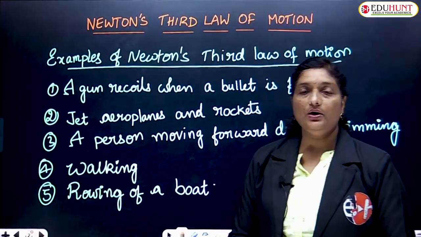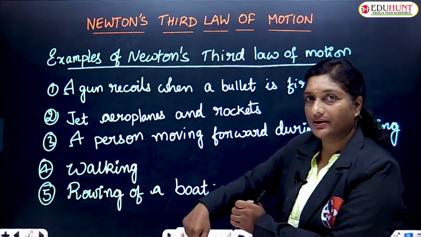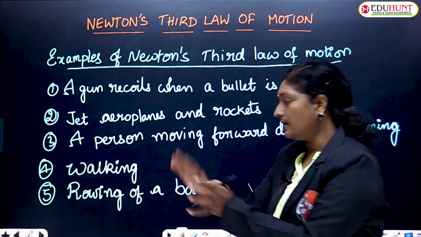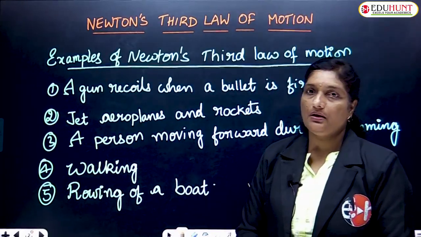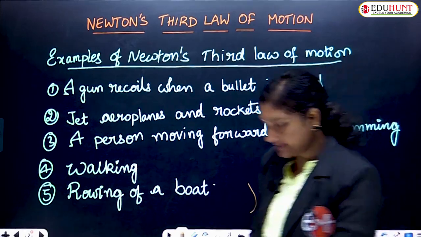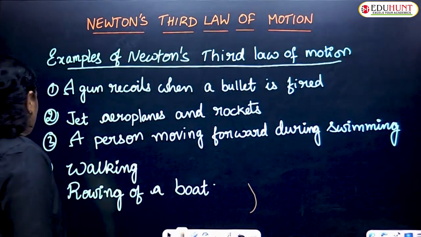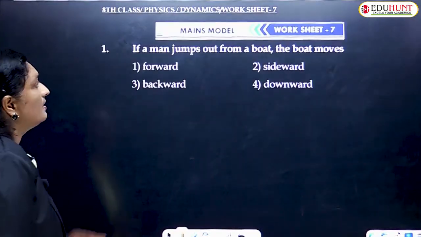Similarly, while rowing a boat, with the help of oars, we push the water in the backward direction. As a reaction part, the water will push the boat forward. So based on that, we can continue with the numerical part of Newton's third law of motion. So let us move to worksheet number 7.